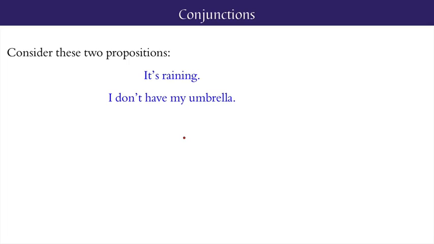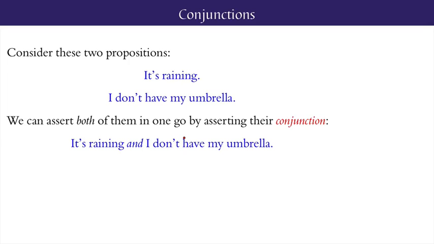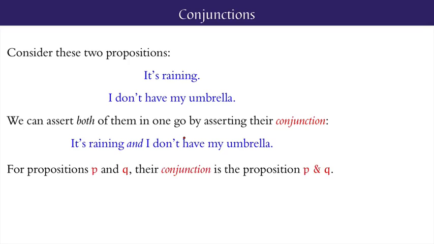We'll start with conjunction. Now, given any 2 propositions, like it's raining and I don't have my umbrella, we can assert both of them in one proposition by asserting their conjunction. It's raining and I don't have my umbrella. And in general, for any 2 propositions, P and Q, we'll write P & Q with an ampersand for their conjunction, and we'll call the P and the Q conjuncts of that conjunction.